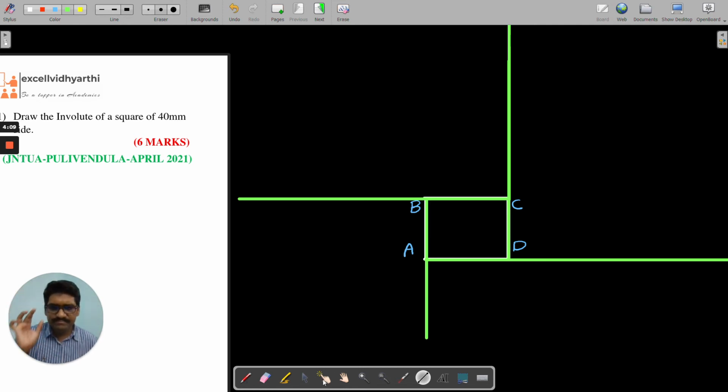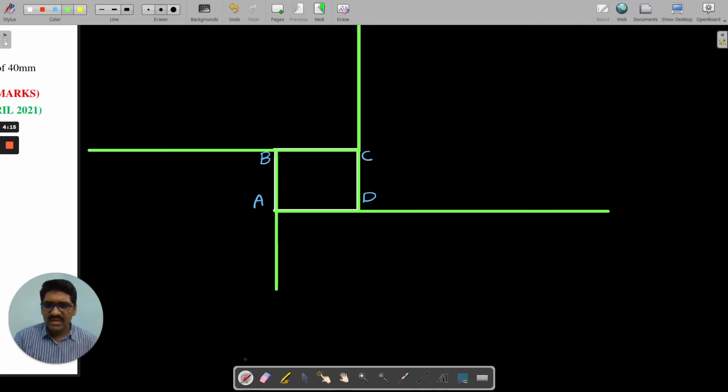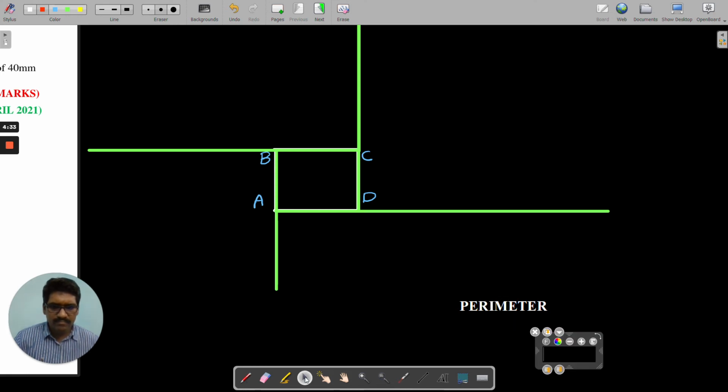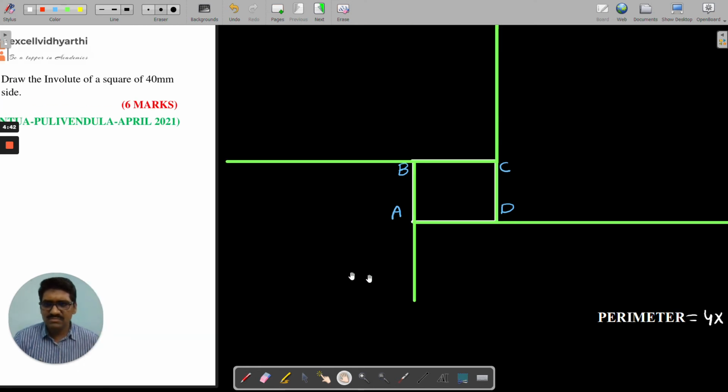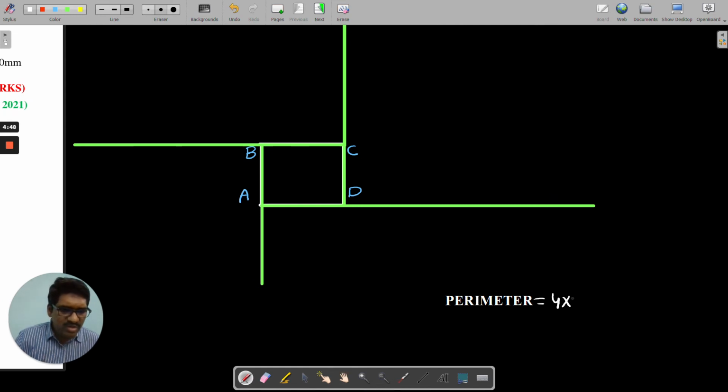Now listen carefully. What is the total perimeter of a square? Here I am writing: perimeter of a square is equal to 4 times the value of the square side. How much is the value? It is 40. So this becomes 4 into 40, which has to be definitely 160 mm, or not? Yes.